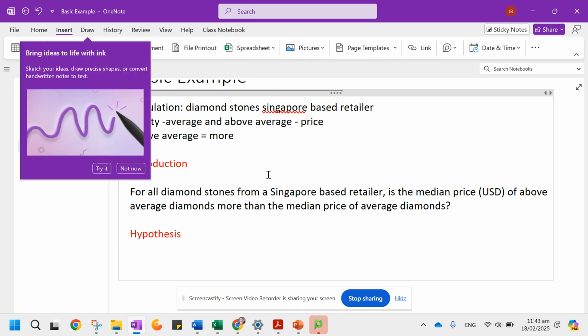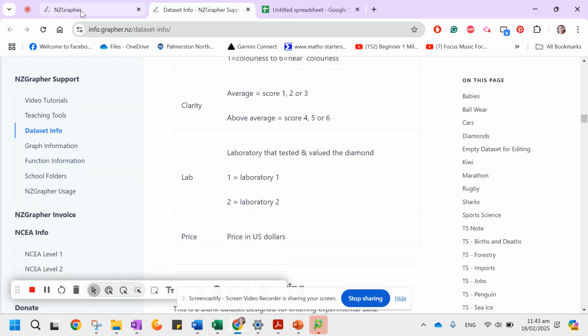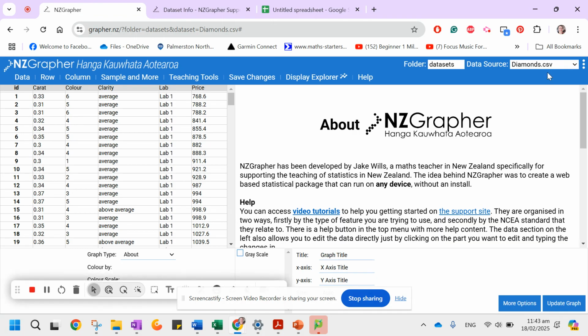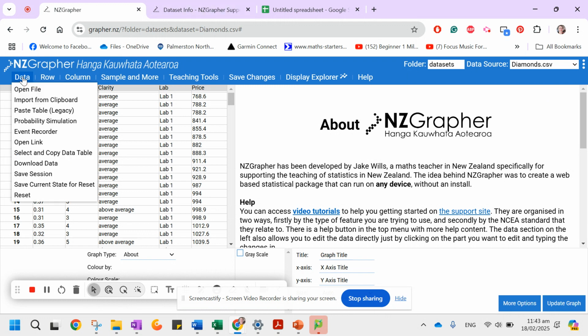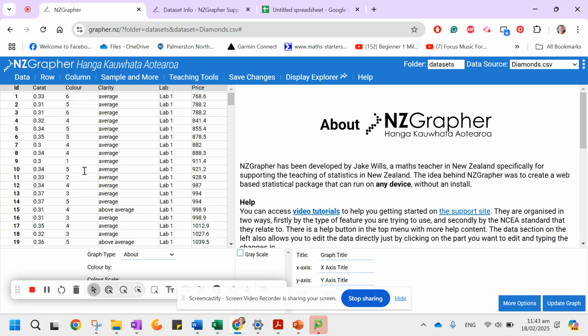All right, this part is quite important, getting the graph. Okay, if you watch the video for anything, it's for this part here. Your data set will be on Google Classroom when we do this. So you'd have to copy and paste the data over. All you do is select all the data, go to data, go either import from clipboard or paste the table, either or. The diamonds data is already in NZGrapher, so we're just using that.